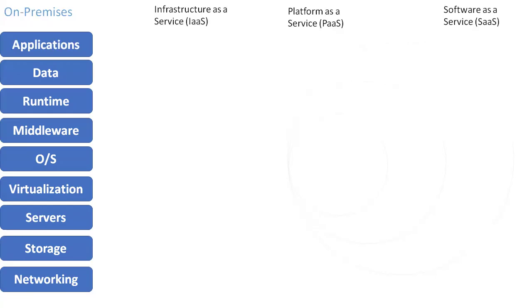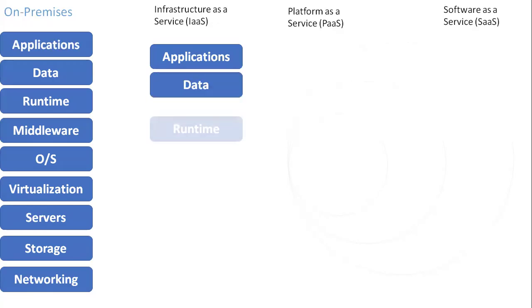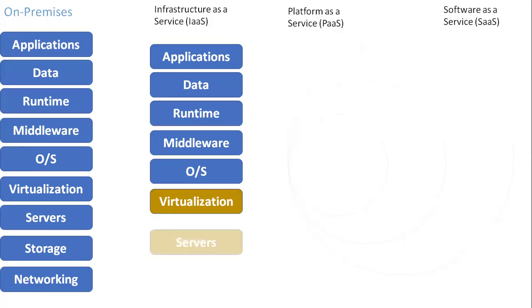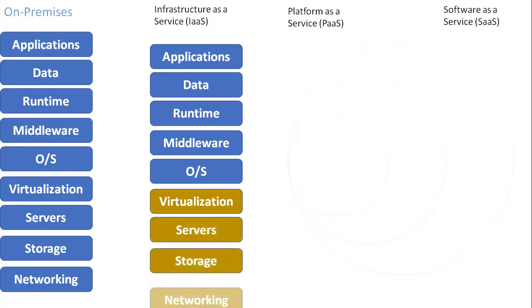Now, guys, we can use infrastructure if we are using cloud computing. In cloud computing, you can use infrastructure as a service, platform as a service, and software as a service. If you are using infrastructure as a service, it means whatever application, data, runtime, middleware, and operating system are required, you need to manage. But whatever infrastructure is required, like server, storage, and networking, will be managed by the cloud service provider.